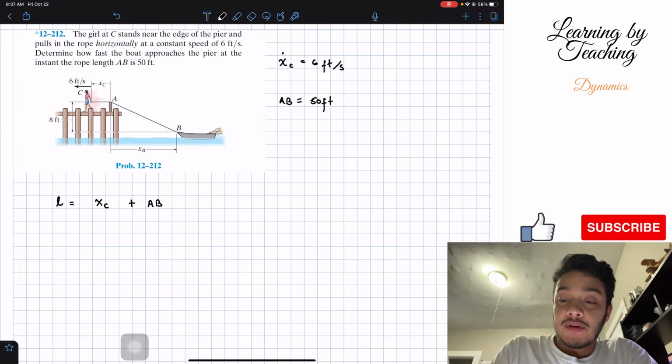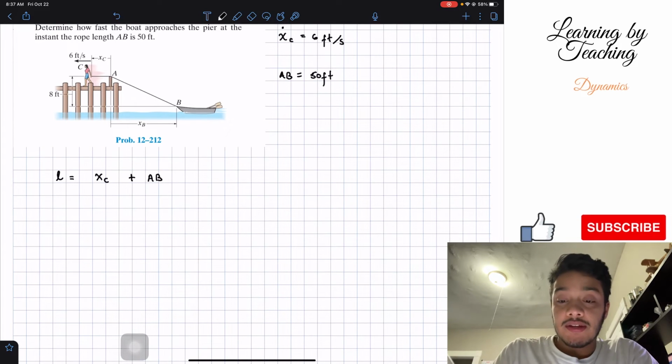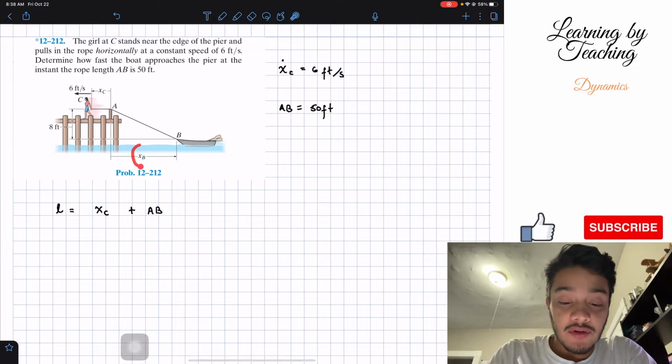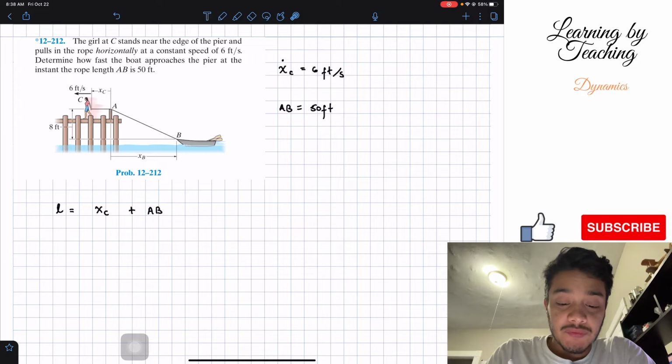Now, if we take the time derivative of this, we don't want to plug in the numbers. If we want to find the velocity of B, we're going to replace this length AB in terms of my point B. And how can we do that?